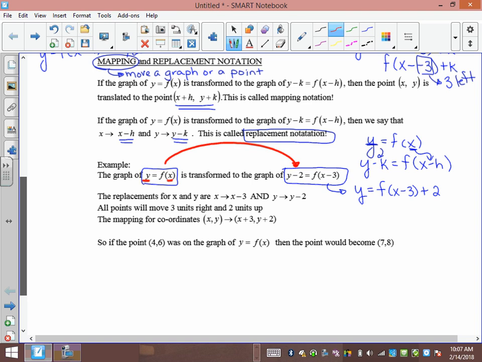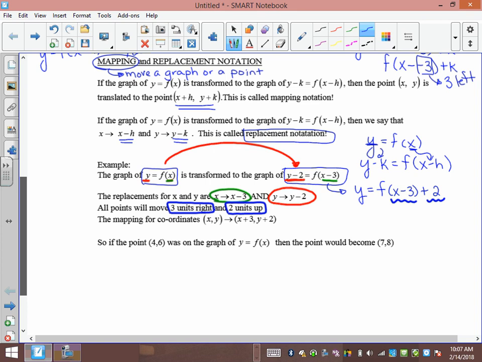Okay? So what did we replace the y with? We replaced the y with y minus 2. So that's why we wrote that. And we replaced the x with x minus 3. So that's why we wrote that. So the only time you would keep it with the y is if you did replacement notation. That's what you're replacing it with. All points will move 3 units right, sorry, and 2 units up. We agree? Because we look here. This is 3 to the right because it's the opposite of what that sign is, right? And this is 2 up because we take the same.